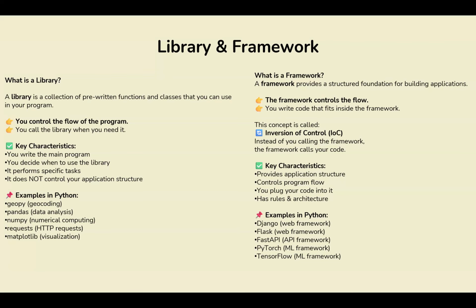What are the common frameworks we have in Python? We have Django. Django framework is for web development. Flask is a web framework. Then FastAPI is the API framework. PyTorch is a machine learning framework, and TensorFlow is also a machine learning framework. So these are the frameworks we have, and some of them are really very useful.